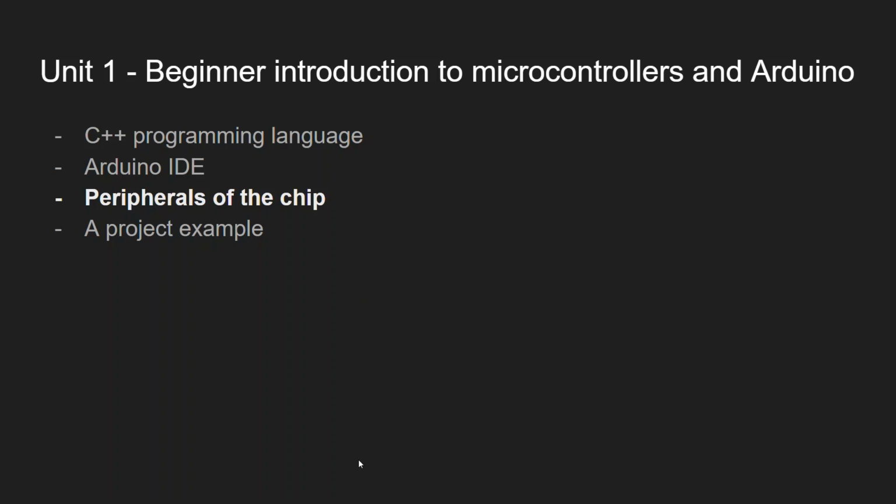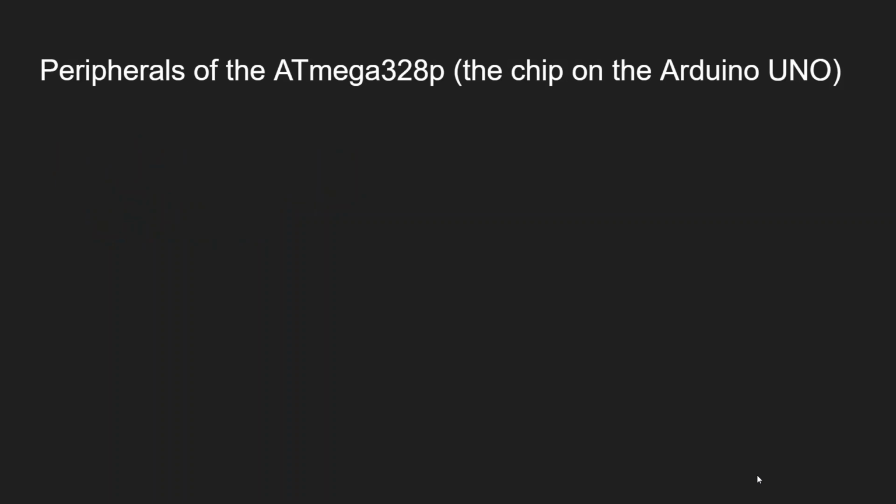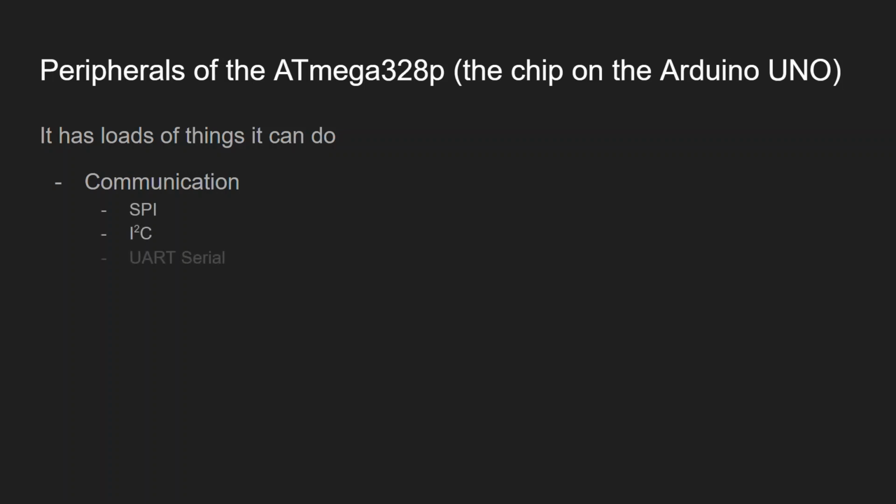Now for the peripherals of the chip. The Atmega 328P has loads of things it can do. Driving these things are the peripherals on the chip. Peripherals can be categorized into multiple groups. These are communication protocols: SPI, I2C, UART, serial, 2-wire serial interface, timers and counters, and PWM channels.